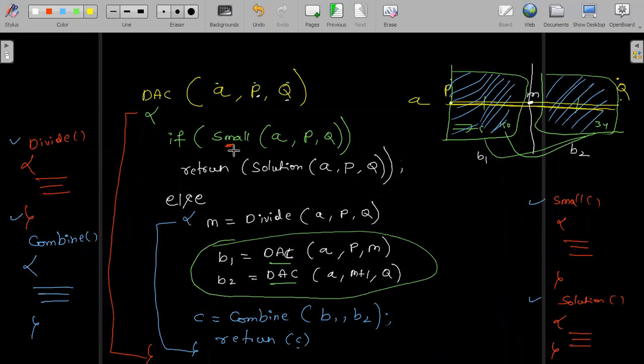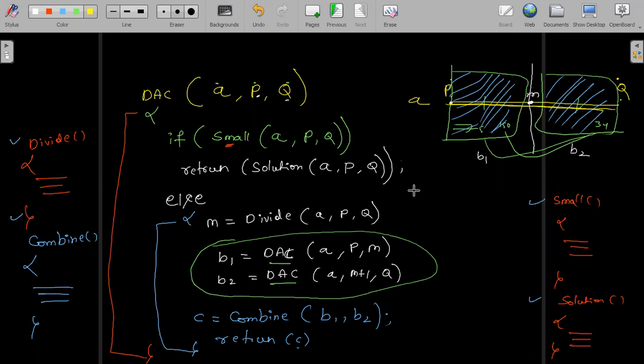So we know that if we get a sub problem and we have the solution for it, it is small and it will return the answer. For the solution, we don't know what to write. For divide also, we don't know what to write here. For combine also, we don't know what exactly we have to write. So that is the reason why we call this an algorithm.